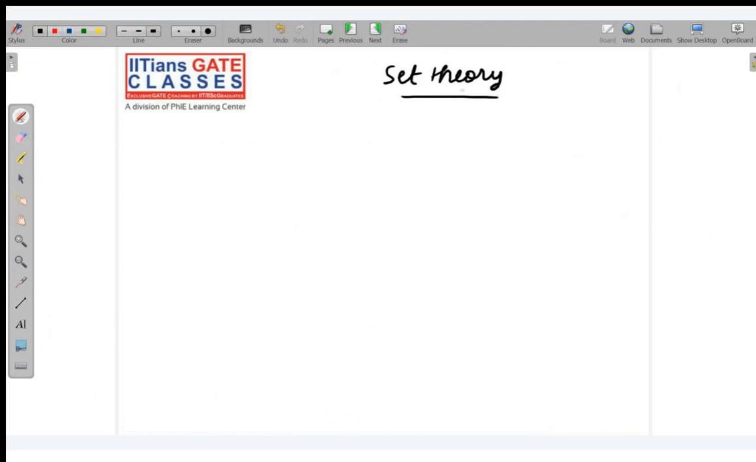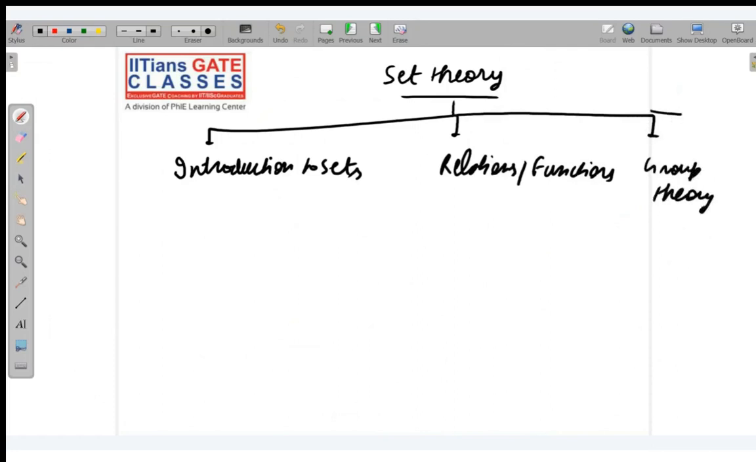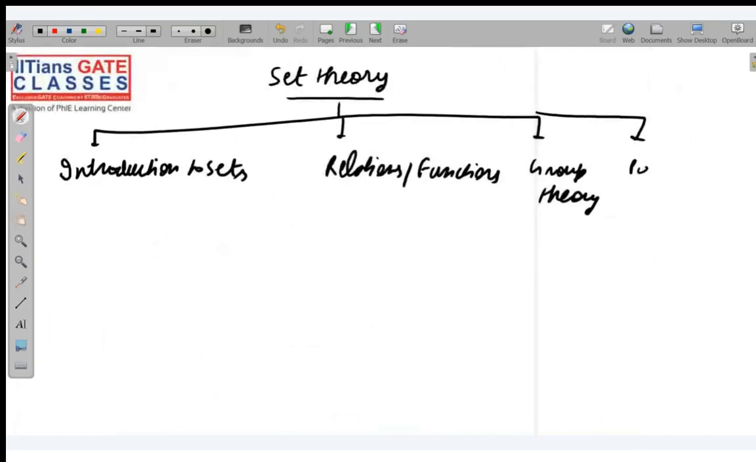Okay. So in set theory, we have 4 parts. First is introduction to sets. Second part is relations and functions. Third part is group theory. And the fourth part is poset, lattice, and Boolean algebra. So basically, we have 4 parts in set theory.